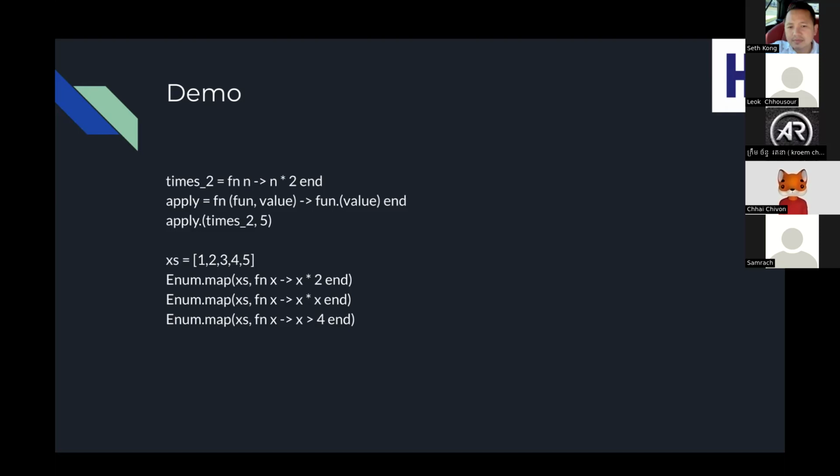And then you have another function called apply. The function apply has 2 parameters. The first parameter is a function. The second parameter is a value. Inside the body, we call that function to transform that value. So this function takes another function as an input and then calls this function inside to do something else.